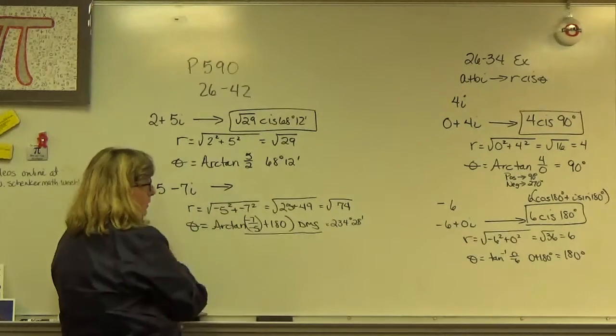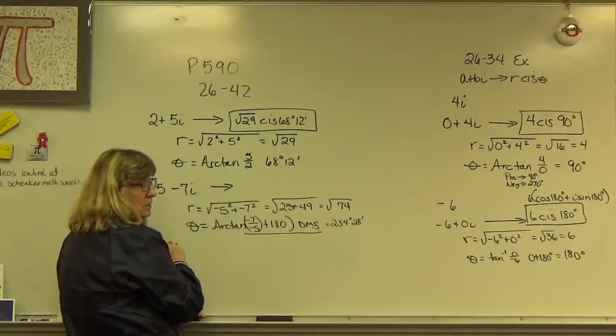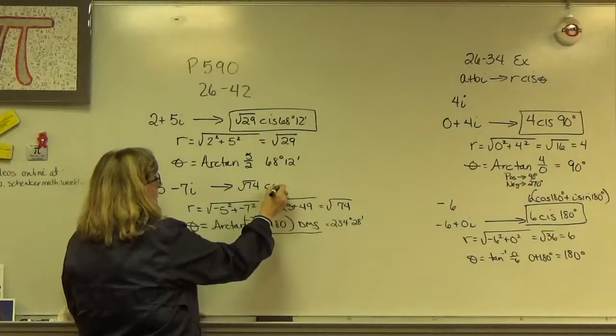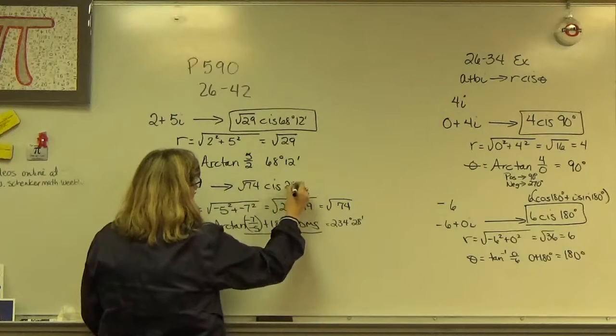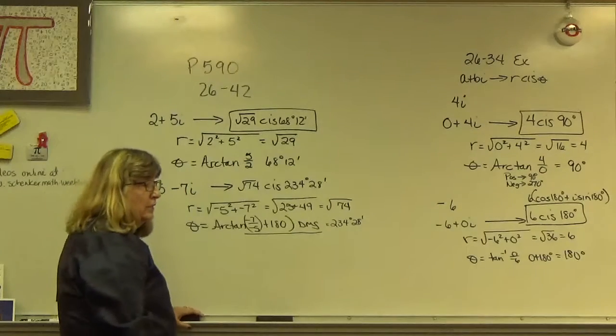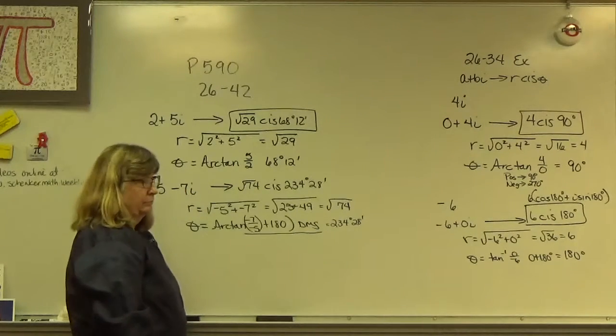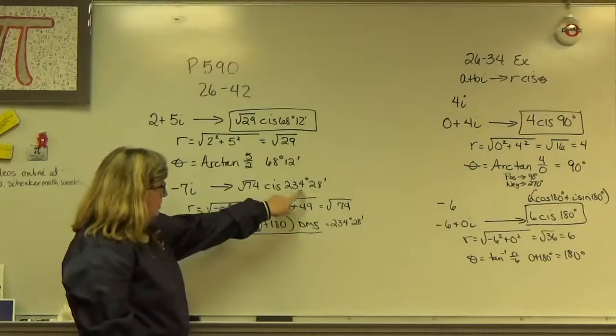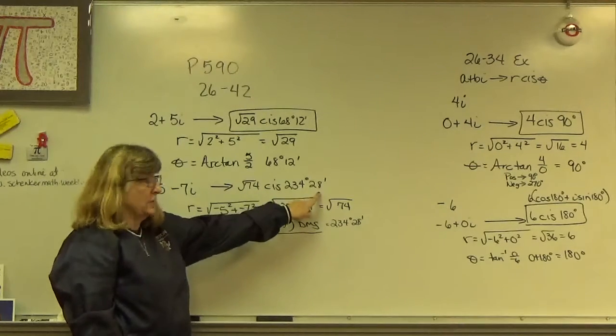So our answer would be written, how could I write this? It would be square root of 74 cis of 234 degrees 28 minutes. And now, what if you wanted to check your answer? You would take the square root of 74 times the cosine of 234 28. Somebody do that and see if you get negative 5.